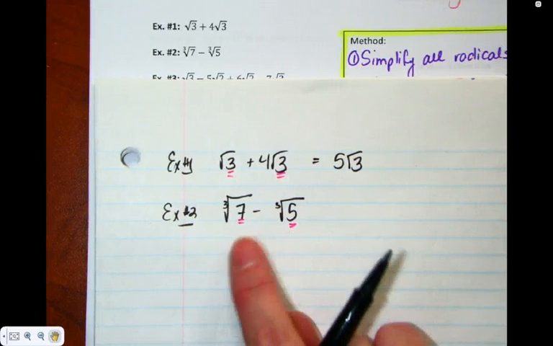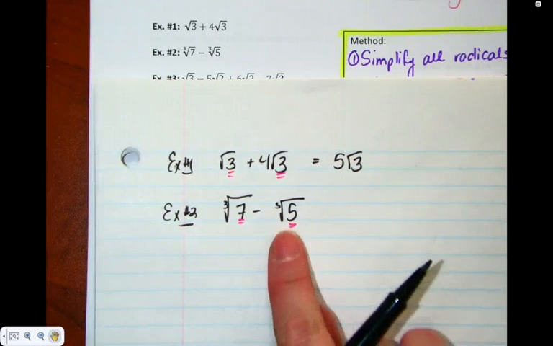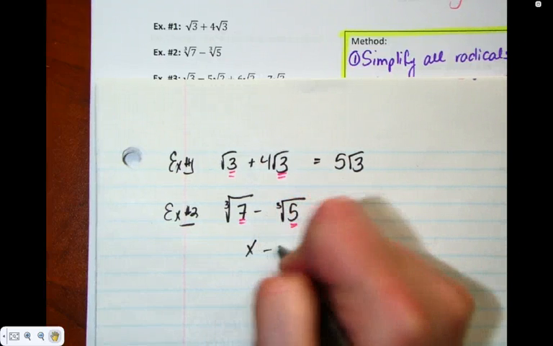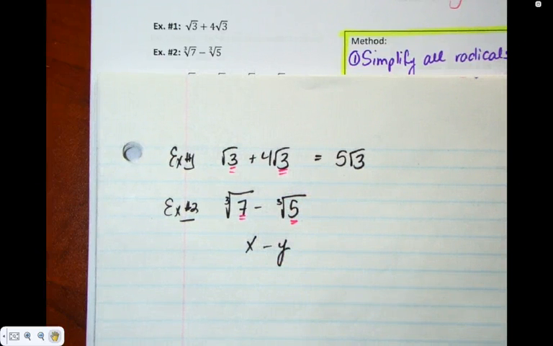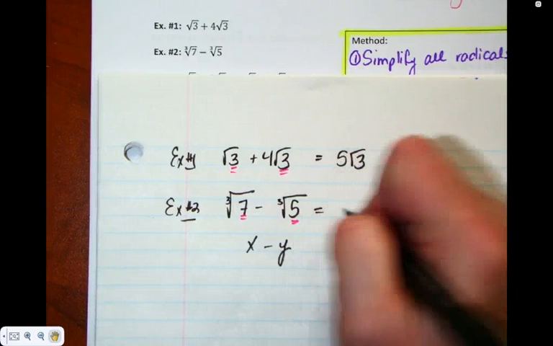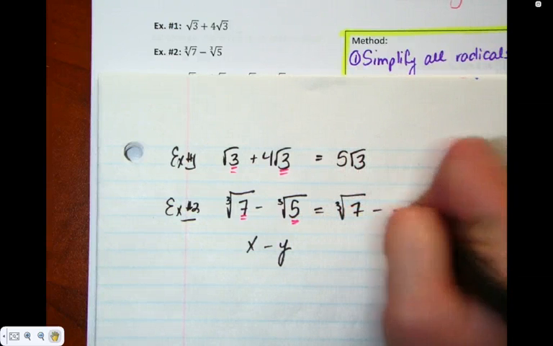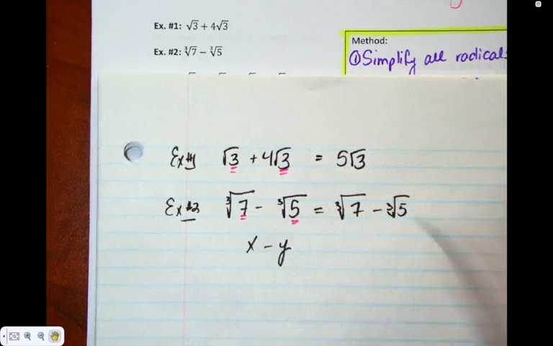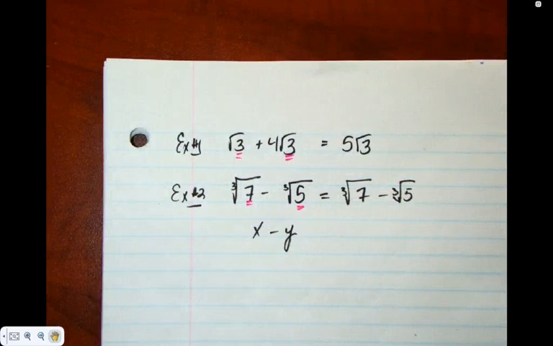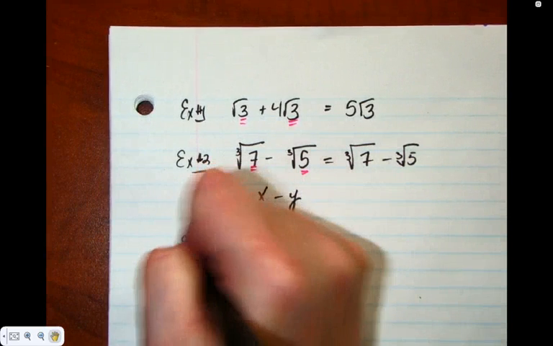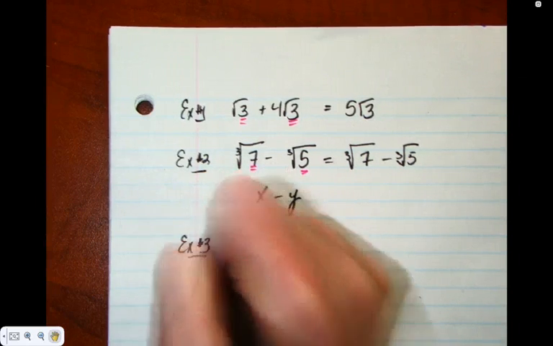Can I combine these? So this would be the equivalent if I gave you x minus y and I said simplify. What would you put down if I said simplify x minus y? X minus y. So this cannot be simplified, it's just itself. And so the purpose of the example was just to show you what to do when they are not like radicals. It's already simplified. Do you see the link to polynomials?